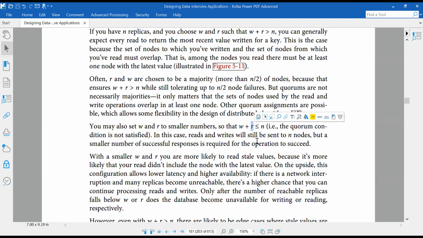Why W plus R greater than N? Because at least one node overlaps between the old and the new data. But if you have 4 nodes, you can have 2 writes and 2 reads, and none of them can overlap. So there's a chance of stale data. One node needs to overlap. That is the whole idea.